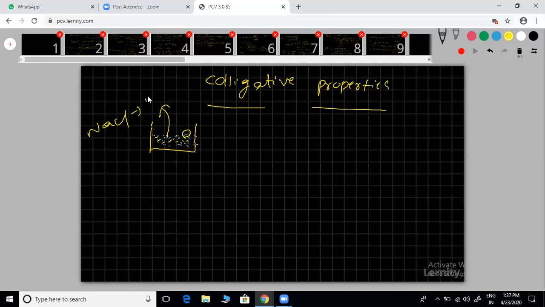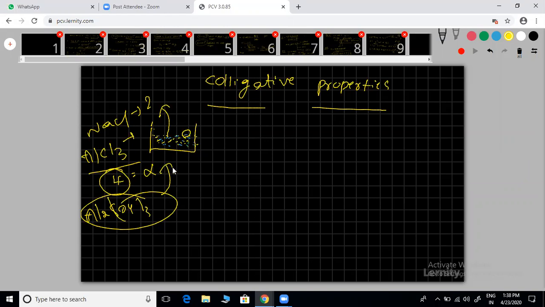If AlCl3 is taken, it may show a different number of ions. It may not be 4. Don't expect 4, because that depends again on the alpha value. Don't write 4 unless they give alpha equal to 1. Like that, aluminum sulfate. Since they have different numbers of ions, they can show different properties.